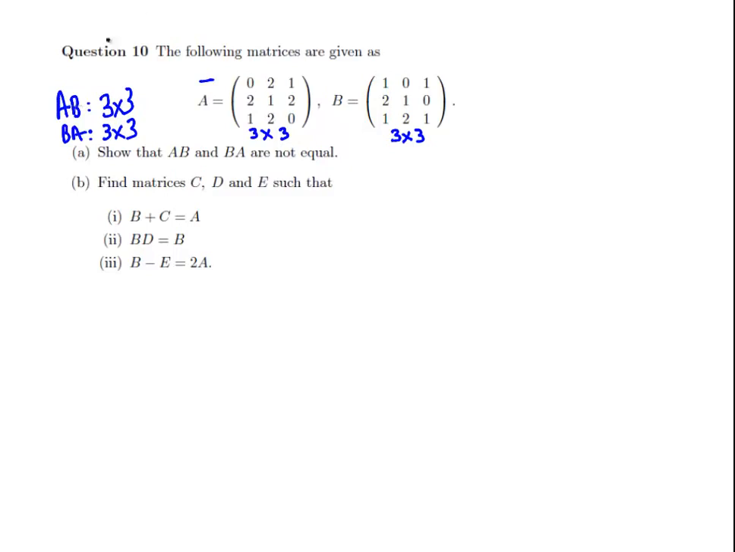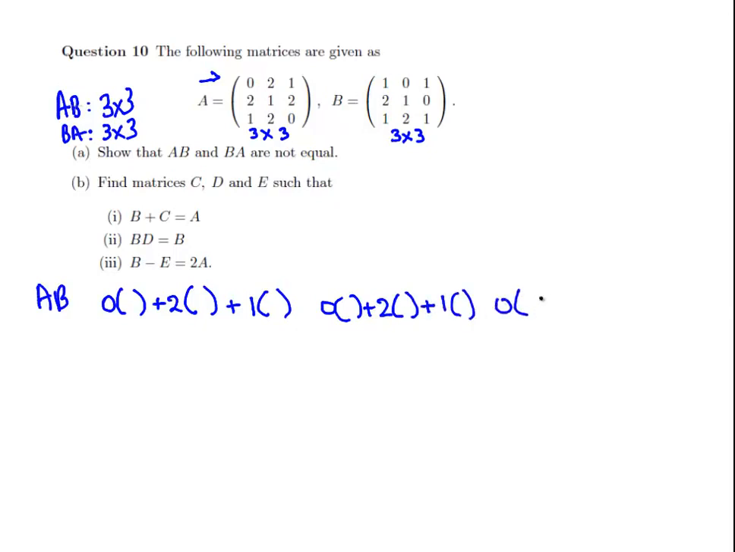So, AB. What we're going to do here is take the top row of A, and multiply by each column of B. First off, I'm going to write this is AB. And so top row of A, 0, and I'm going to leave a space so we can do multiplications. So that's the one for the first column of B. Likewise, the second column of B. And then finally, the third column of B.